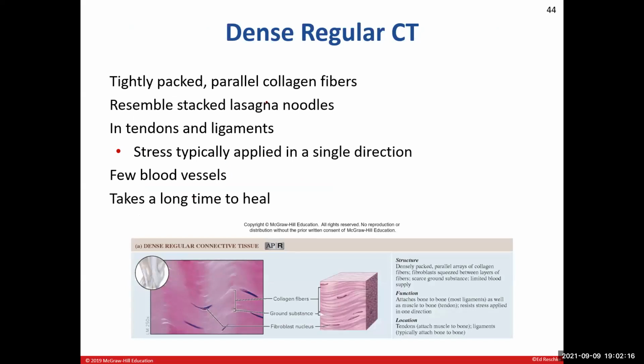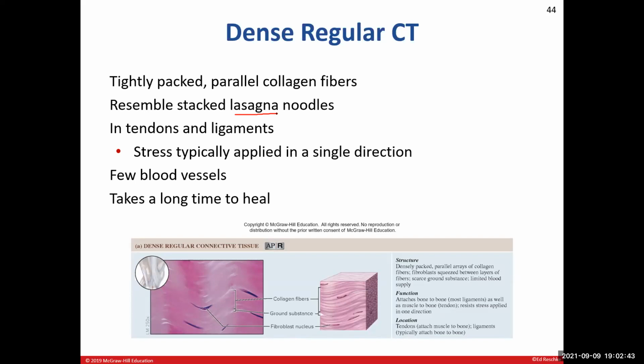The dense regular, this is the one I was telling you about. It looks like lasagna noodles because all those collagen fibers are parallel and tightly packed with one another. Which is great because this type of connective tissue can really withstand stresses in one single direction. So that's why tendons and ligaments are wonderful, because most of those tissues can withstand uni or single direction forces. And it makes it quite strong.